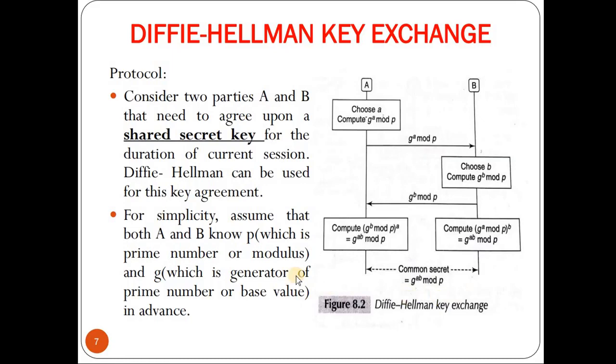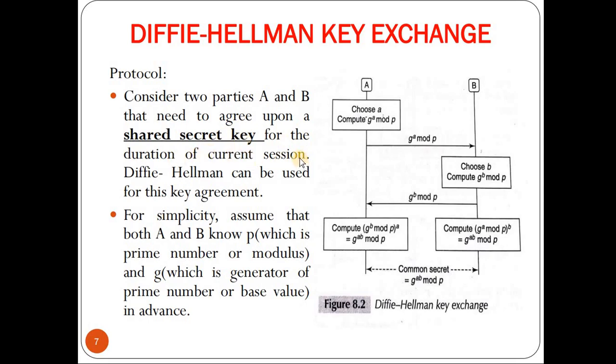Next, let us consider one of the applications which makes use of the discrete logarithm: the Diffie-Hellman key exchange protocol. This protocol was published in 1976 by Diffie and Hellman, through which the idea of private key and public key came into existence. So let us consider two parties A and B that need to agree upon a shared secret key for the duration of the current session.